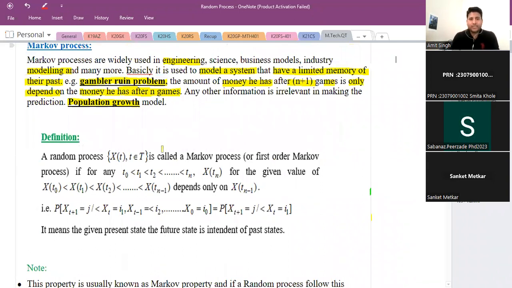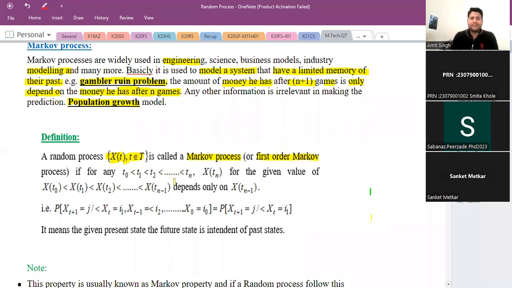So a random process is called a Markov process. As already discussed, we denote a random process as xt, where t is generally the time index, but it may be any other indexed variable. We call it a Markov process or first order Markov process. We'll discuss what we mean by order also.